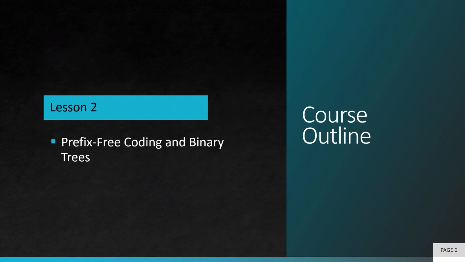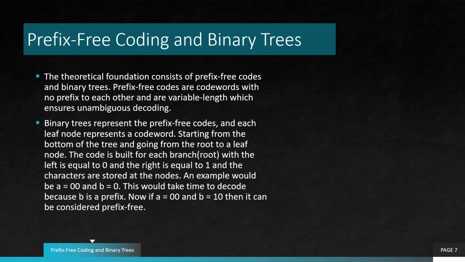Lesson 2 consists of information on prefix-free coding and binary trees. Prefix-free coding and binary trees is part of the theoretical foundation. So prefix codes are code words with no prefix to each other and are variable length, which ensures unambiguous decoding. While the binary tree represents the prefix codes itself, each leaf node represents a code word, going from the root to a leaf node.